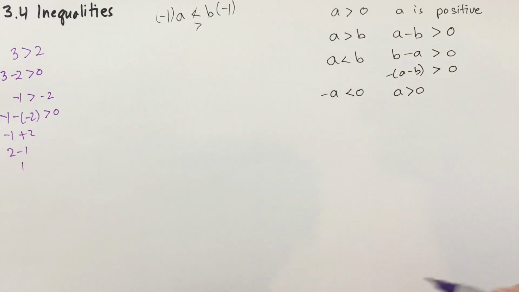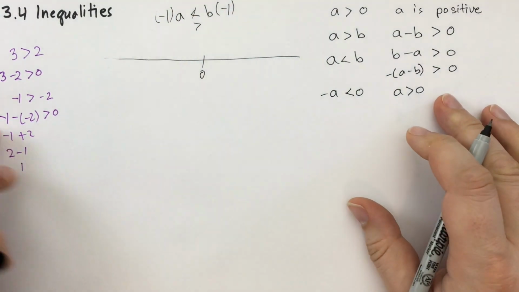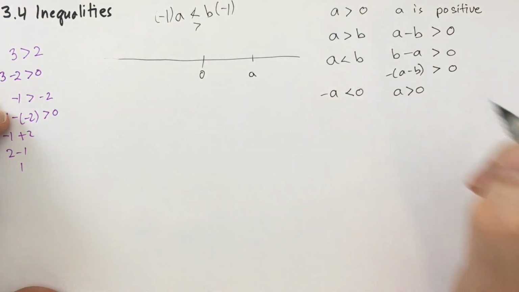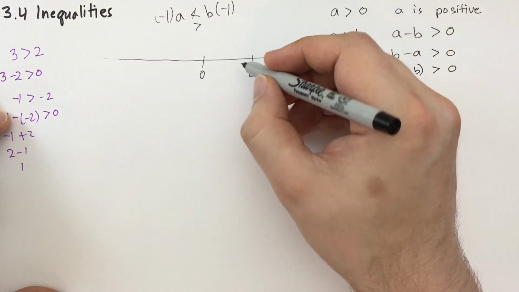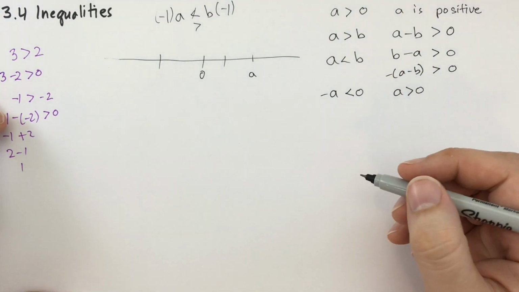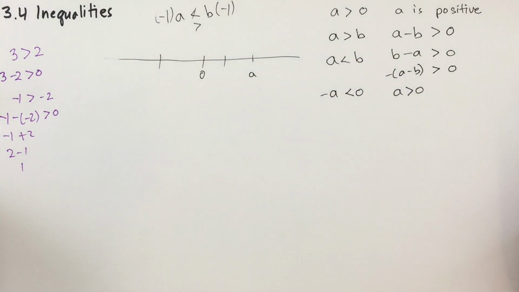Geometrically, let's draw a number line and look at what inequalities do. So we have our 0 here. If a is positive, that means a is over on this side of the line. And if a is greater than b, that means b is somewhere in this region. So b could be here, or it could be down there, it could be anywhere. That's when a is greater than b. That's what that means.